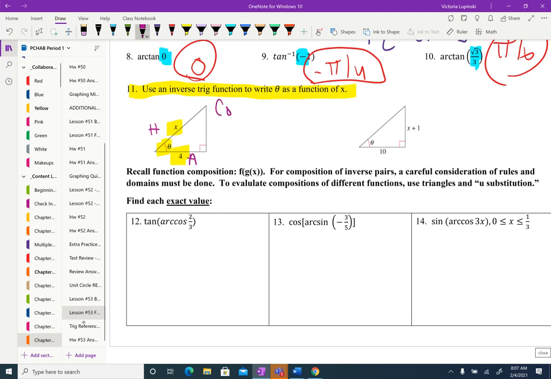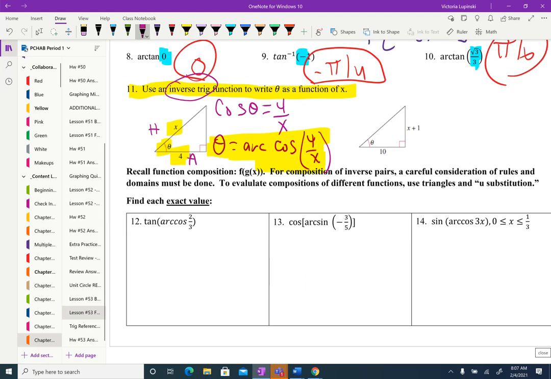Cosine. So you can say that the cosine of theta is equal to 4/x. Instead of saying that, you want to turn it into an inverse trig function. So you would take the arc cosine of both sides, and you would say that theta is equal to the arc cosine of 4/x. You don't have to put parentheses, but a lot of times we do. So all you're doing is starting off with a regular trig function and then changing it into an inverse trig function.